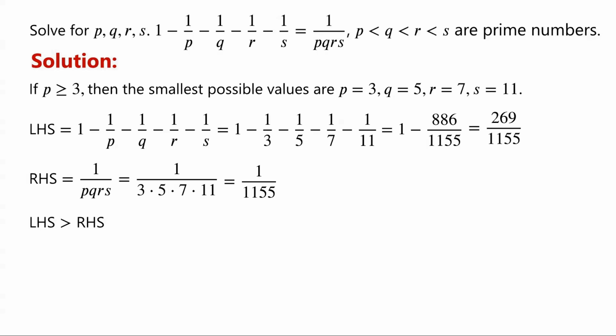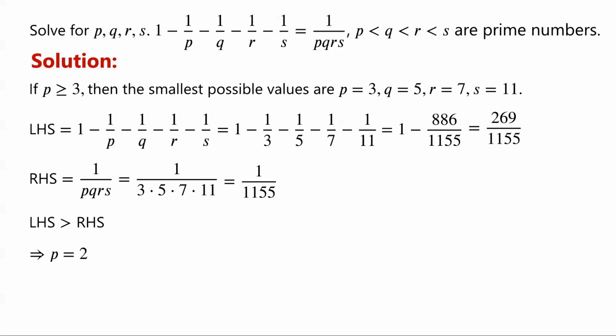As mentioned earlier, when p, q, r and s get larger, the left-hand side approaches 1, and the right-hand side approaches 0. When p, q, r and s take larger values than 3, 5, 7, and 11, respectively, the left-hand side is greater than 269 over 1155, and the right-hand side is less than 1 over 1155. Therefore, the left-hand side is always larger than the right-hand side, when p is greater than or equal to 3. This implies that p cannot be greater than or equal to 3. So, p must equal 2.